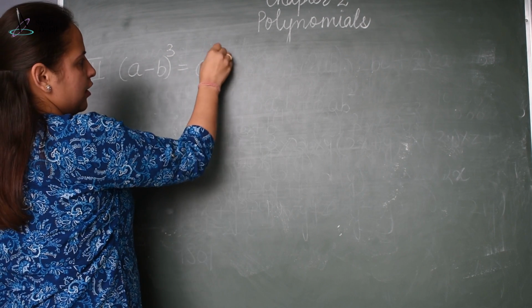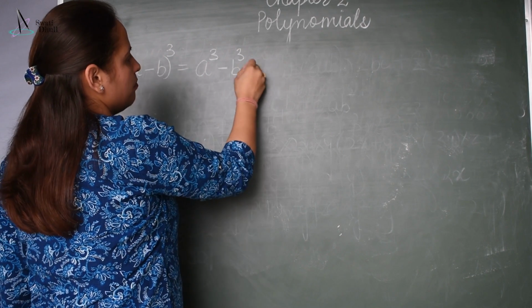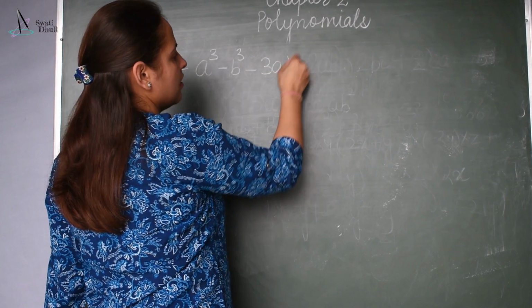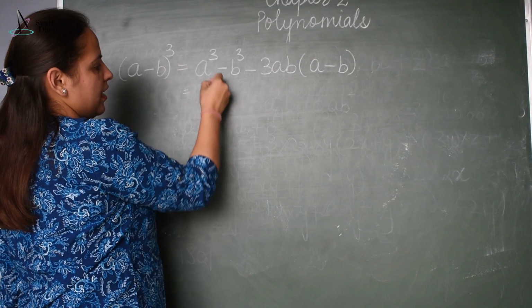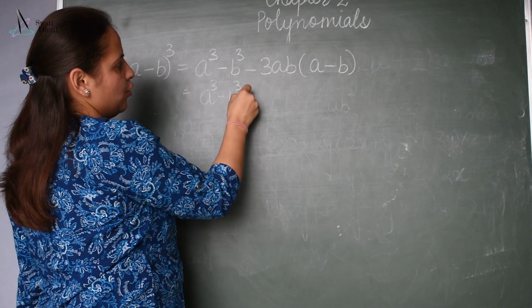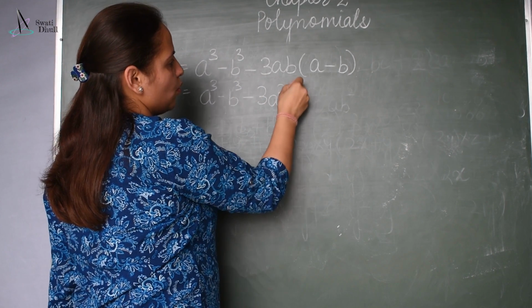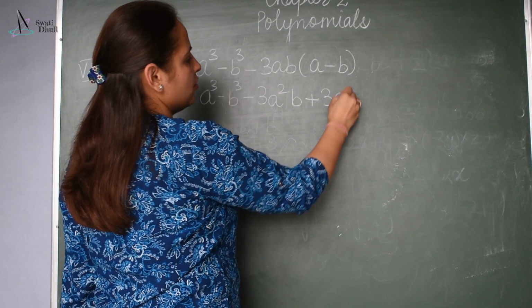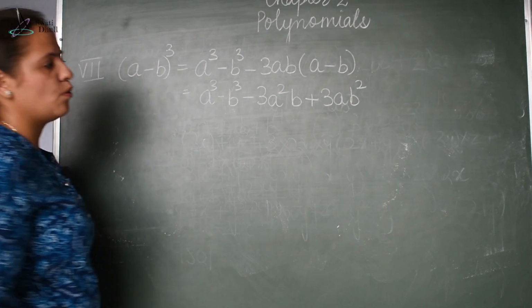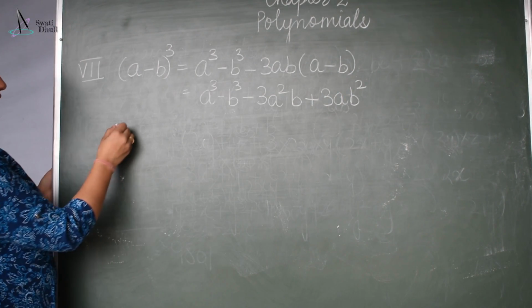This will be a cube minus b cube minus 3ab into a minus b. We can further simplify it as a cube minus b cube minus 3a square b plus 3ab square. Now we will take some example.